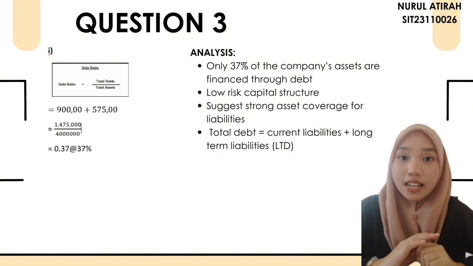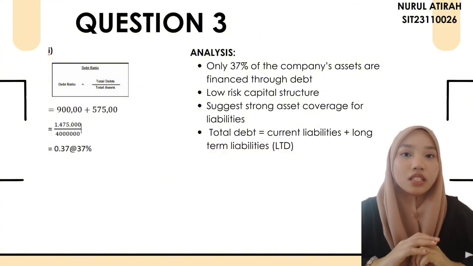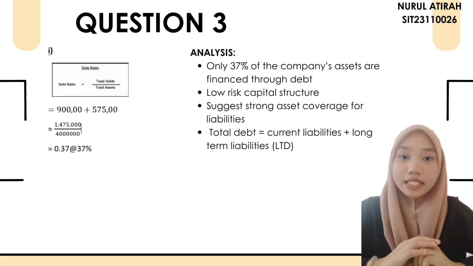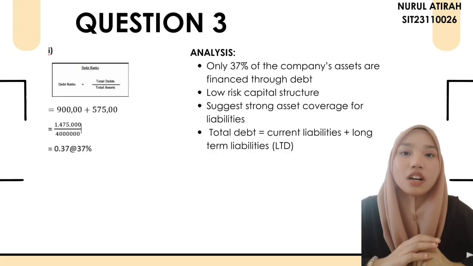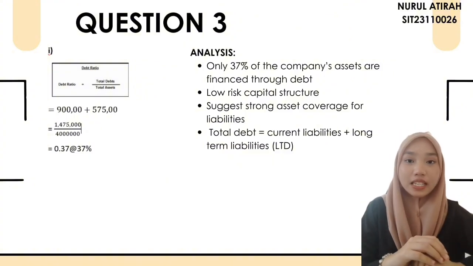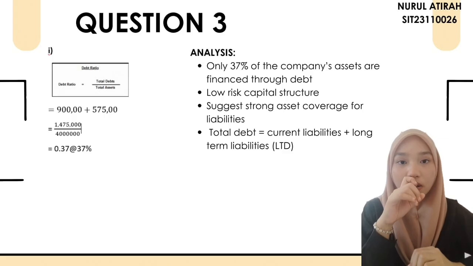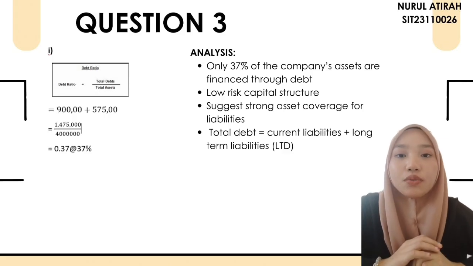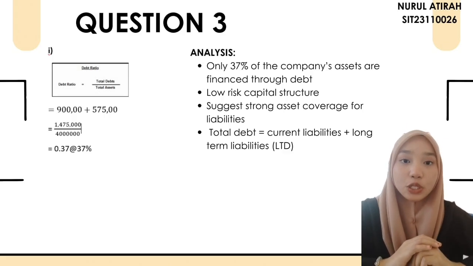First things first, let's analyze the debt ratio. This ratio measures the proportion of a company's assets that are financed by debt. For Dura Ltd, the debt ratio is calculated as total debt, which is 1,475,000, divided by total assets of 4 million, resulting in approximately 0.37 or 37%. This indicates that only 37% of Dura Ltd's assets are financed through debt.